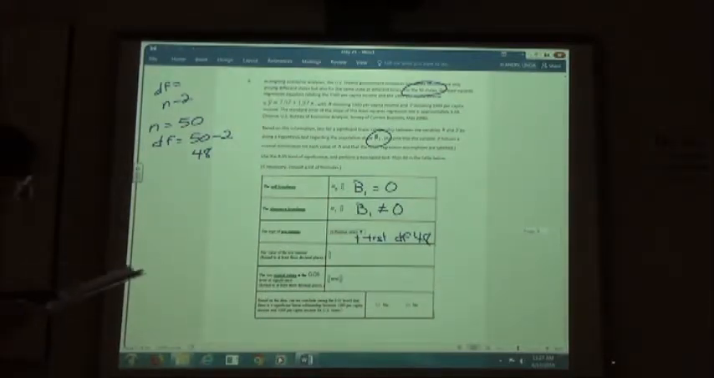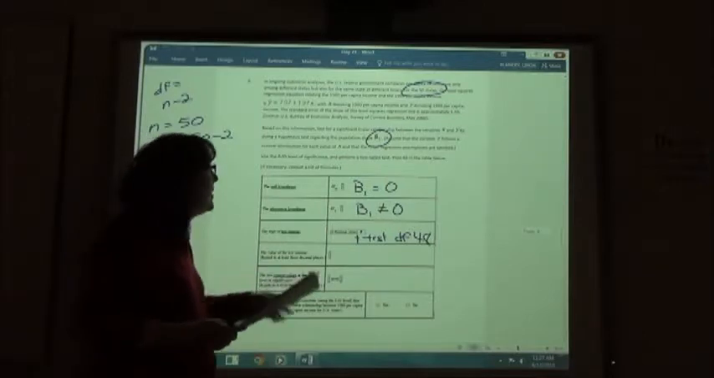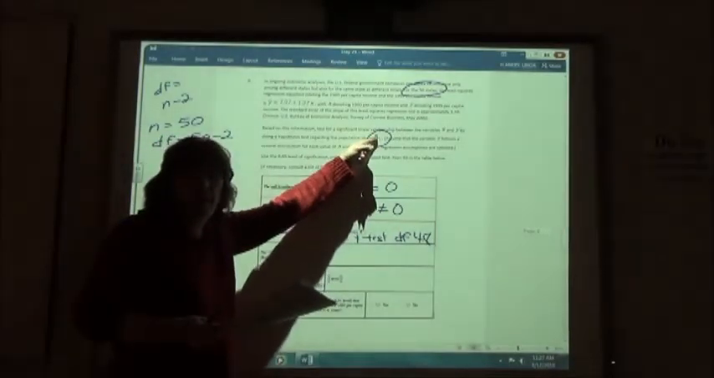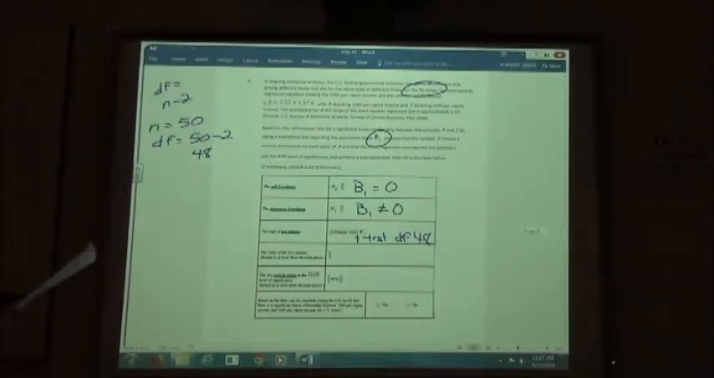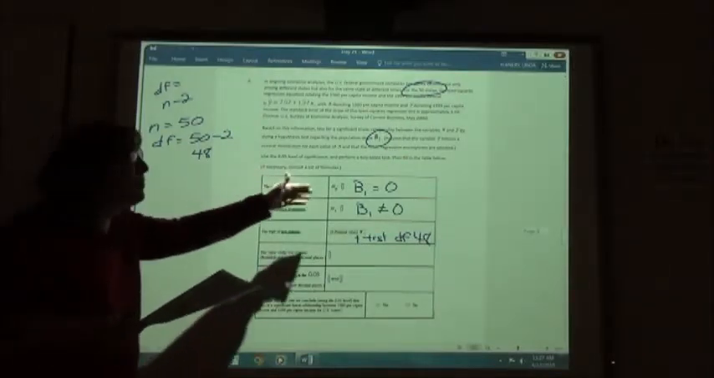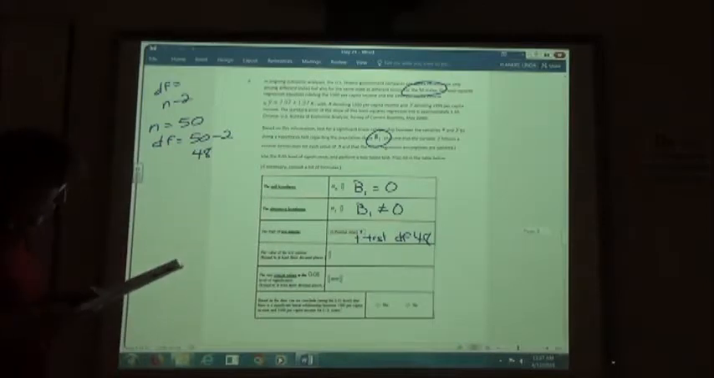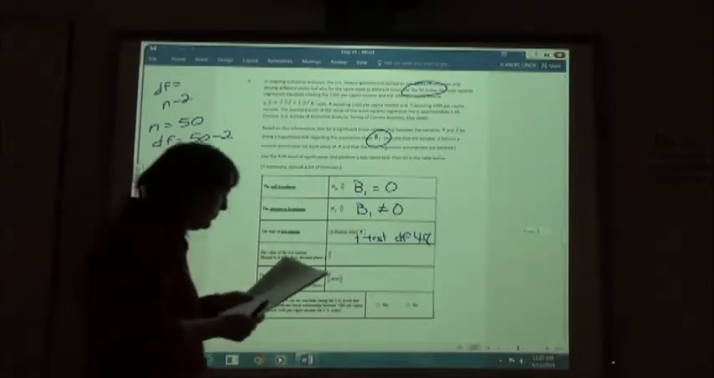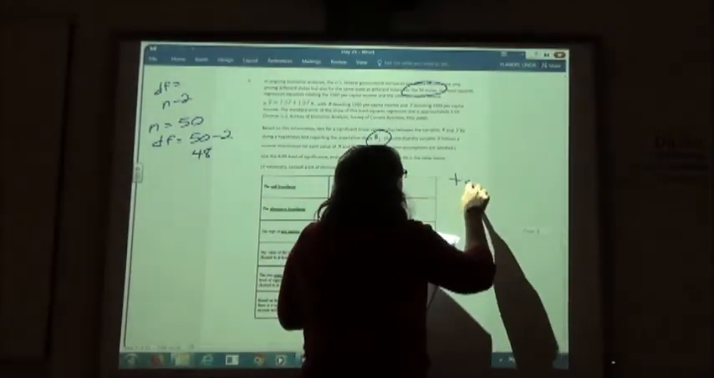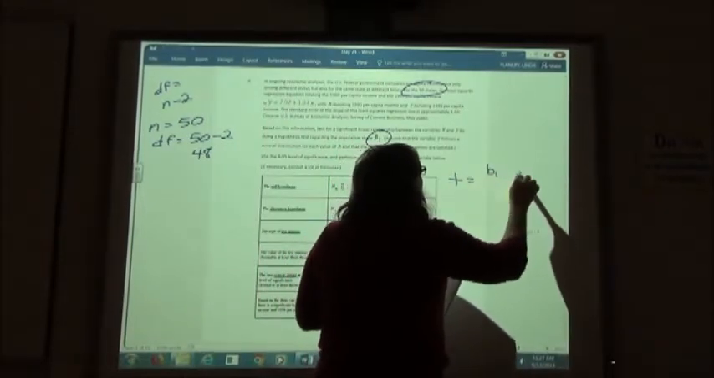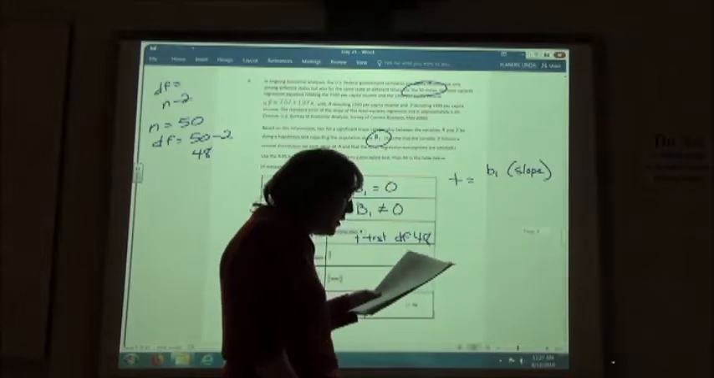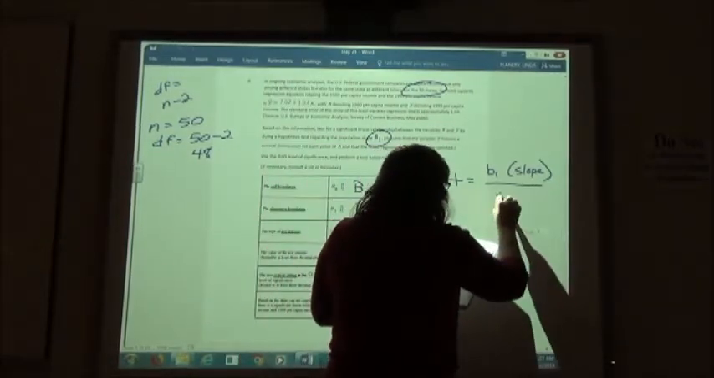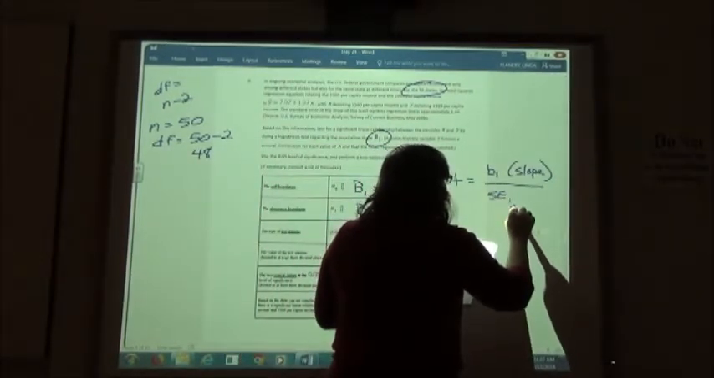So now we are going to have a different formula because now we're doing B1 instead of the one we did on number 7. So watch, we have different things. Instead of the p, we have B1. To find t, we're going to use B1, which is the slope of our linear regression equation, over SE sub B1.